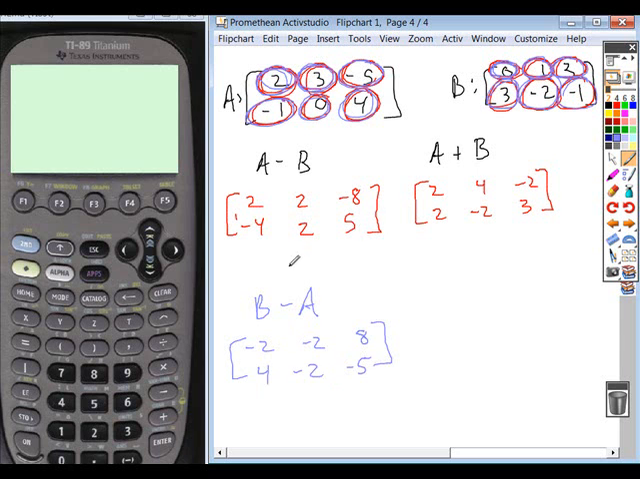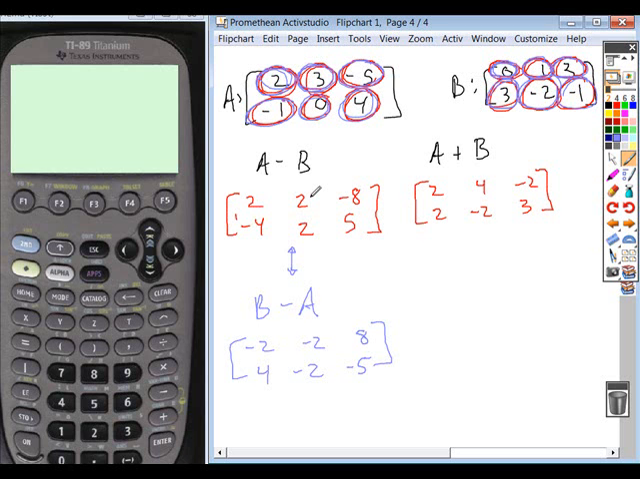Now, how do these two relate? They're the opposites, right? And that should make sense when you're taking the difference of two things. Okay? You're just changing the sign. The difference is still the same. Just the direction that you're moving between them is different.